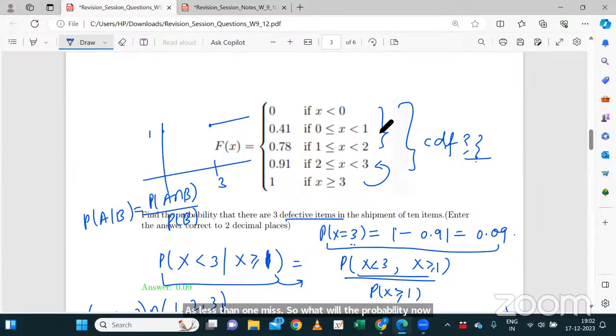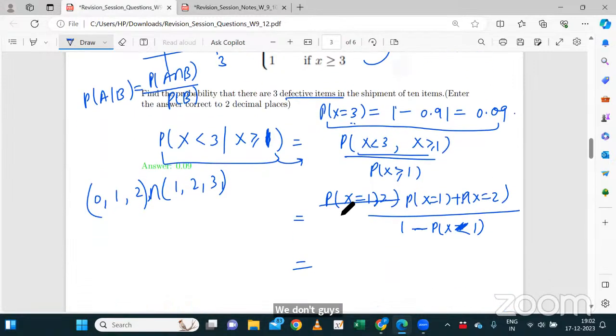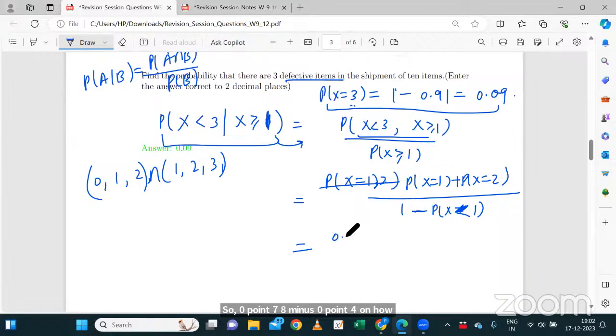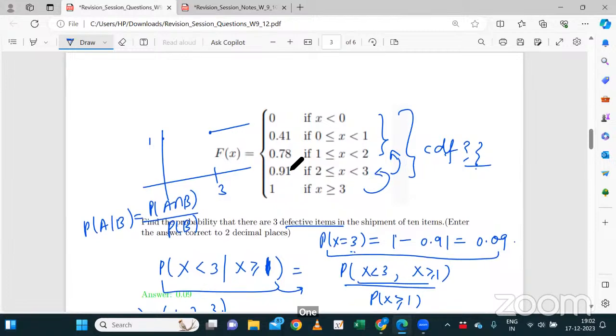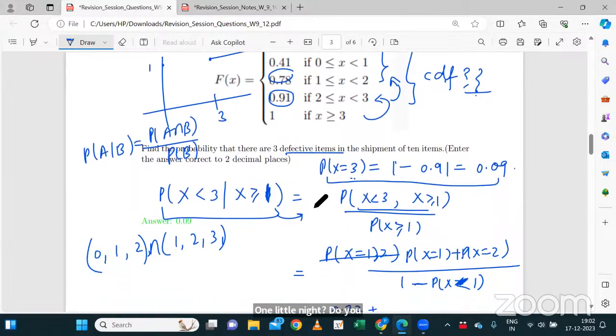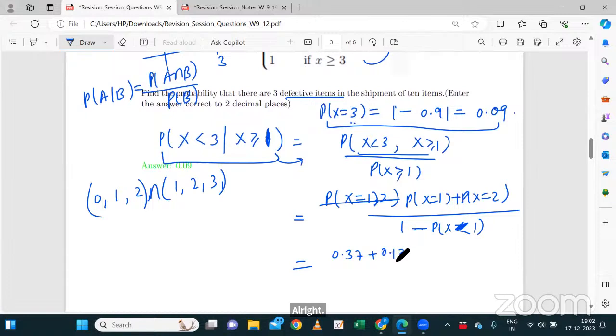What will be the probability at x? 0.78 minus 0.41, how much will this be? 0.37. For probability x equal to 2, I have to subtract this from this, right? 0.9128 minus 0.78, how much will it be? 0.13, right? Yes, 0.13.